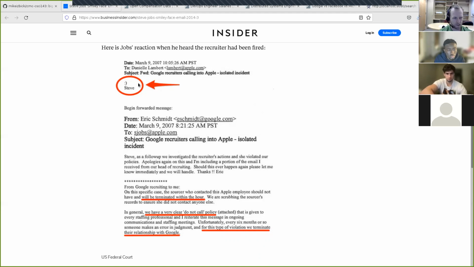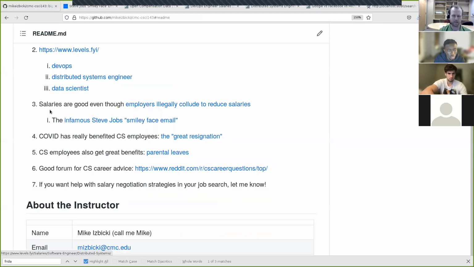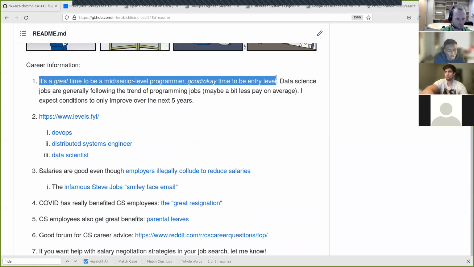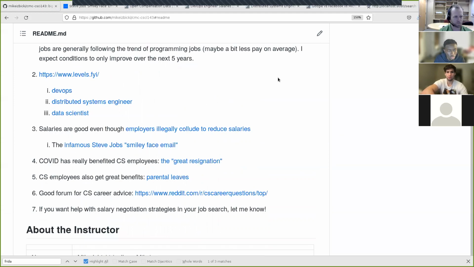Steve Jobs emailed Eric Schmidt saying somebody from Google was trying to poach one of Apple's employees, and Eric, the CEO, just fired him within the hour. And Steve replied with this happy face. That's illegal in the United States, and so both those companies have been fined, and the practice has stopped, and salaries have only been getting better because of that. So that's one of the reasons why salaries are so good for programmers right now.